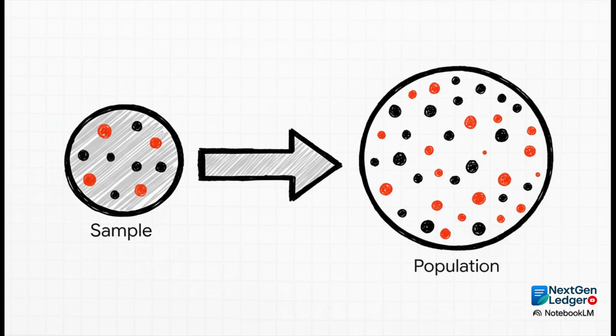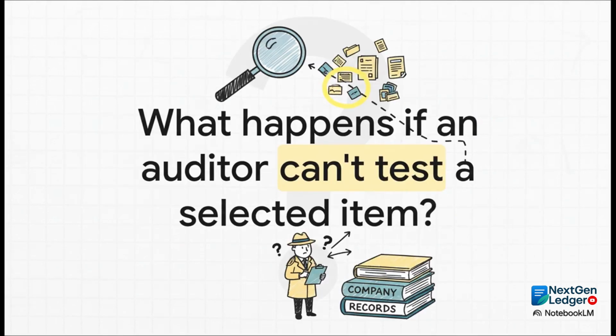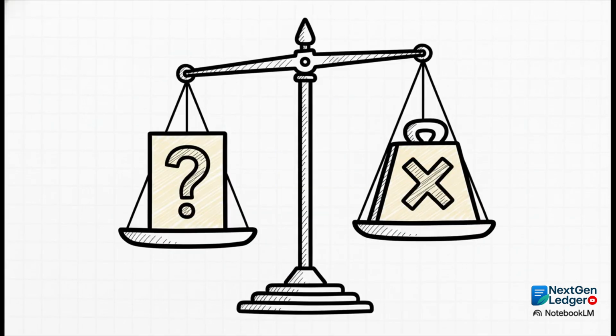all without checking every single one. But the real world is messy. What happens when you run into a roadblock? What if our investigator wants to look at a key piece of evidence, but the file's gone missing? In auditing terms, what if a company just can't find an invoice that was selected for testing? Well, the rule here is crystal clear and super strict. If you can't test it, you have to assume it's an error. If a company can't provide the evidence to back up a transaction, the auditor has to treat it as a misstatement. There's no benefit of the doubt.